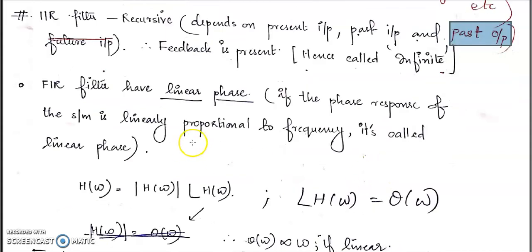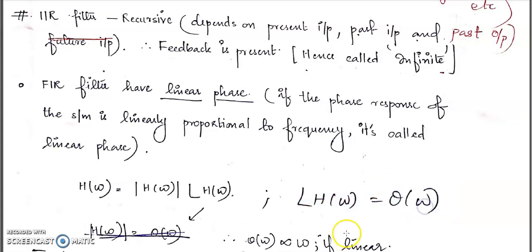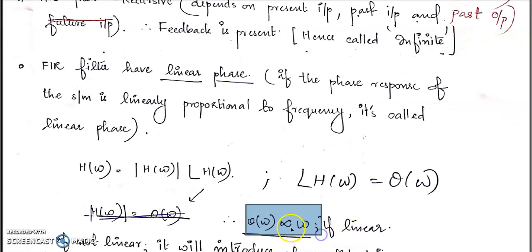We know that the frequency response of the filter can be denoted as H of omega, equal to modulus of H of omega into angle of H of omega. This is the magnitude term and this one is the phase term. Angle of H of omega, let it be represented as theta of omega. Here we said that the FIR filter is a linear phase filter. That means its phase response theta of omega is proportional to frequency. That's why we call it a linear phase filter.